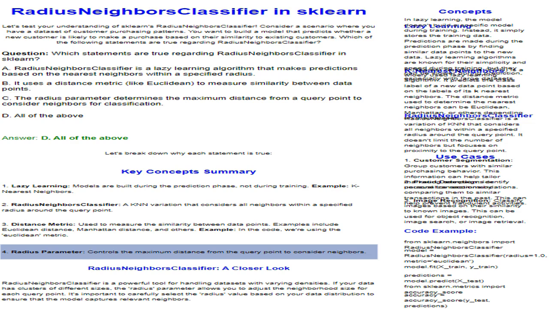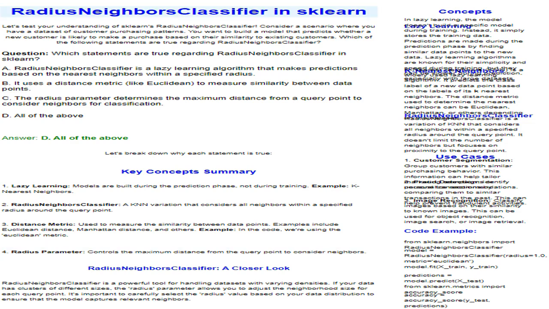All of the above. Radius neighbors classifier can be used in various applications like recommendation systems, anomaly detection, and even in medical diagnosis to identify similar cases.